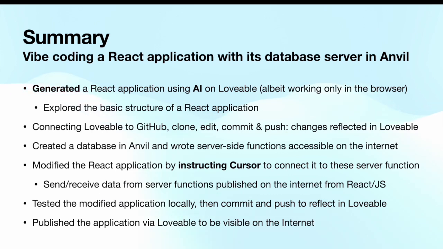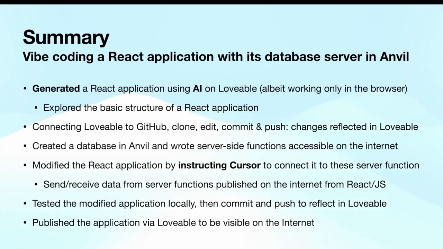First, we generated a React application using AI on Lovable. So simple, yet so powerful. Instantaneous UI generation. Check. We explored its basic structure. We understood the generated code. Deep dive into the React code. Check. We connected Lovable to GitHub, cloned, edited, committed, and pushed changes. Full Git integration, local development. Check. And those changes were reflected in Lovable automatically. So satisfying. Continuous updates. Check.